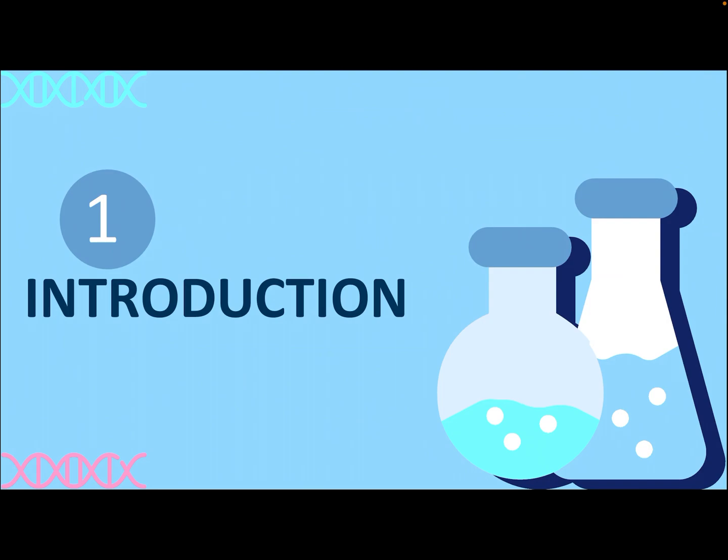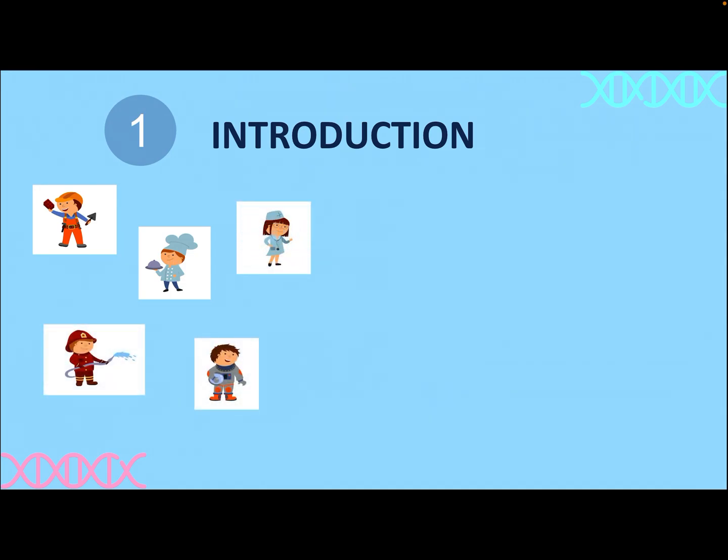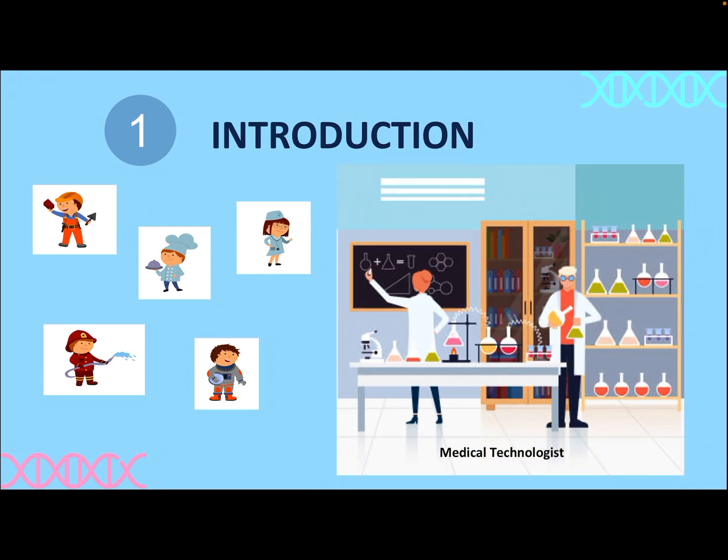For the introduction, every profession has their own and unique weapon. For a carpenter, it can be a hammer. For a chef, it can be a knife. For a doctor, it's his stethoscope. And for us medical technologists, we should know and remember the different laboratory apparatus and equipment we use with the heart.